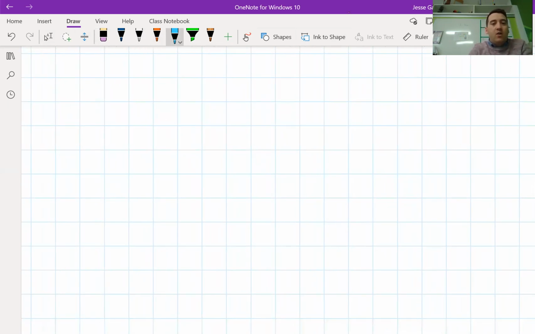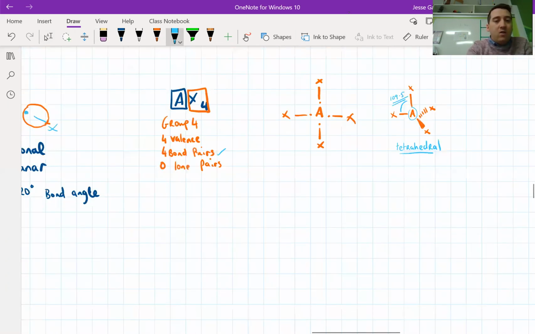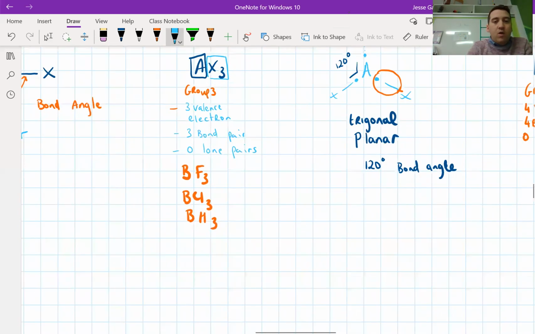Let's take another case here. We're going to have to go back over here now. We're going to take another AX3. There's another case where we can have AX3. But this time, the central atom A is not in group 3, but it's actually in group 5. Central atom is in group 5. Example, nitrogen. Nitrogen is in group 5.